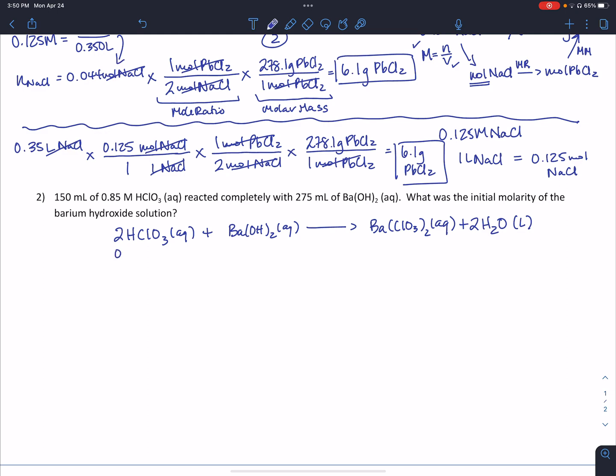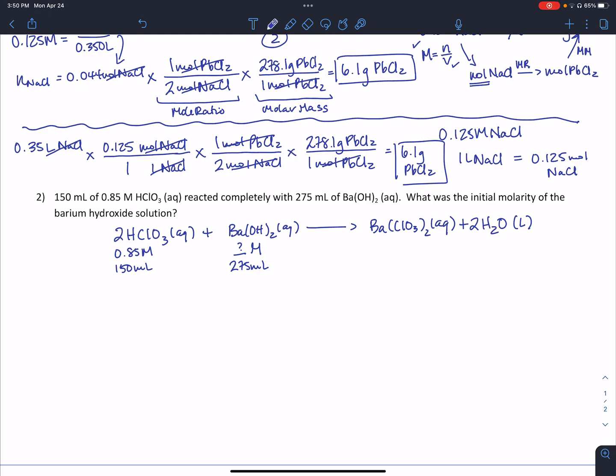So now what do I know? I have 0.85 molar chloric acid, and I have 150 milliliters of it. That is reacting with 275 milliliters of that barium hydroxide of unknown concentration. So that's going to be our unknown here, that molarity of that barium hydroxide.